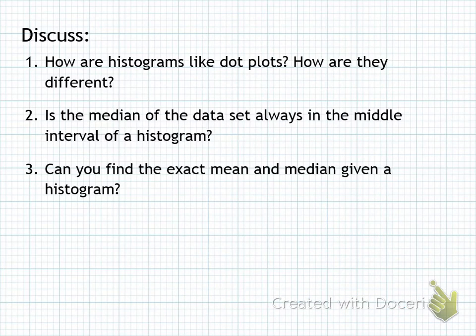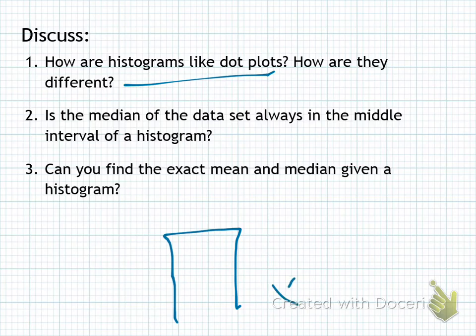So here are some discussion questions to think about. How are histograms like dot plots? How are they different? So they both deal with numerical data and frequency. They're a little different because histograms use intervals and bars, right? They don't, whereas dot plots just use one number.